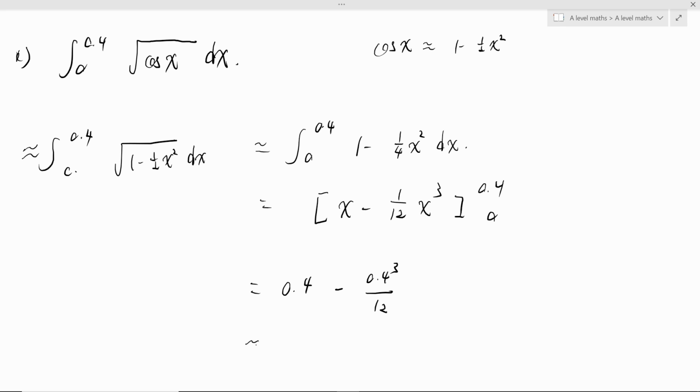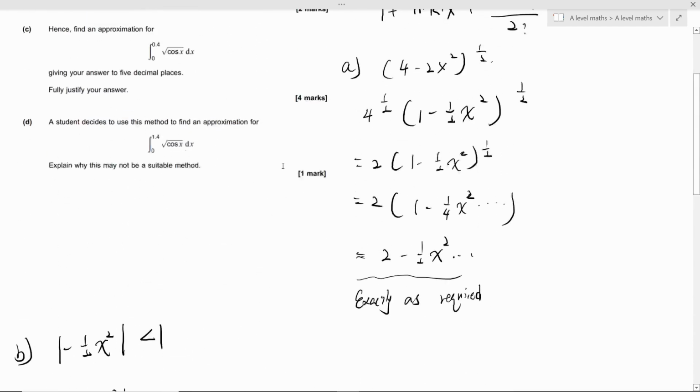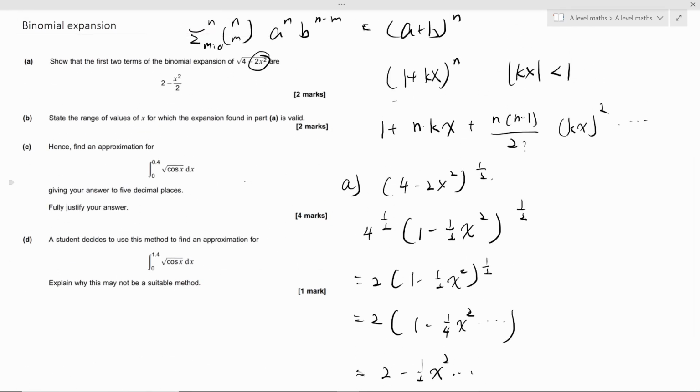To 5 decimal places, it is roughly 0.39467. Okay. So you can see how many times we use approximation here? Twice. First time, approximate cos x as 1 minus half x squared, and approximate the square root of 1 minus half x squared as 1 minus 1/4 x squared.